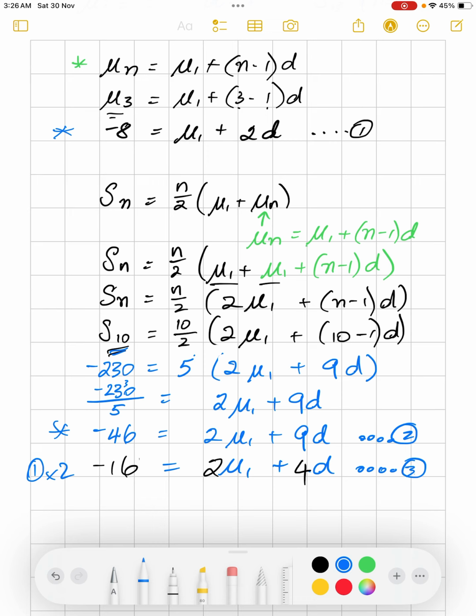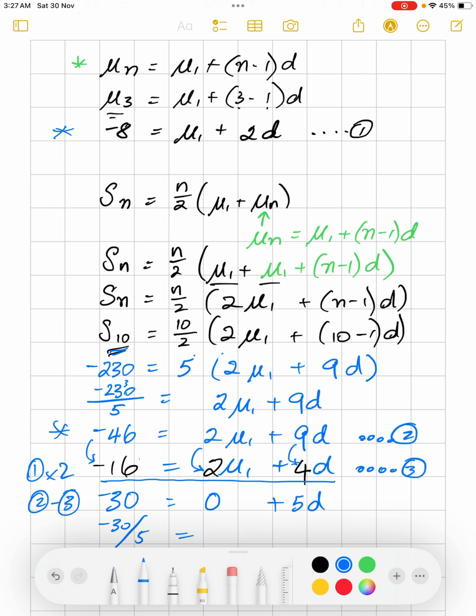All right. And if I now subtract equation 2 minus equation 3, negative 46 minus negative 16 is negative 30. 2 take away 2, u1 is 0. And 9 take away 4 is 5d. Therefore, negative 30 divided by 5 is equal to d. D is equal to negative 6.